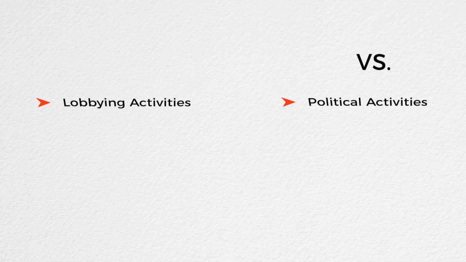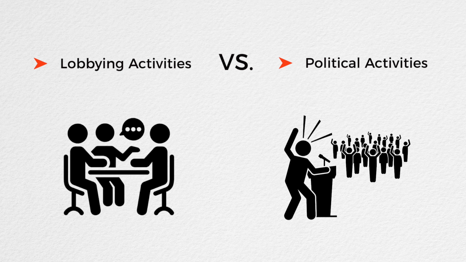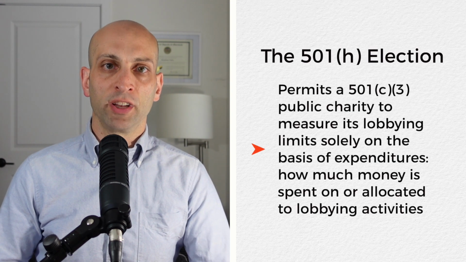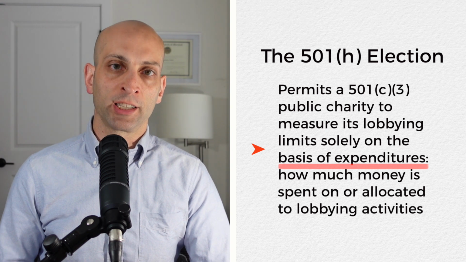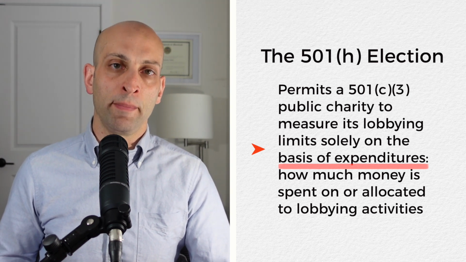It's important not to confuse lobbying activities with political campaign activities, which generally means supporting or opposing candidates for public office. Lobbying activities are permitted, subject to limits, and political campaign activities are not permitted at all for 501c3 organizations. What the 501h election does is permit a 501c3 public charity to measure its lobbying limits based only on expenditures, how much money is spent on or allocated to lobbying activities.